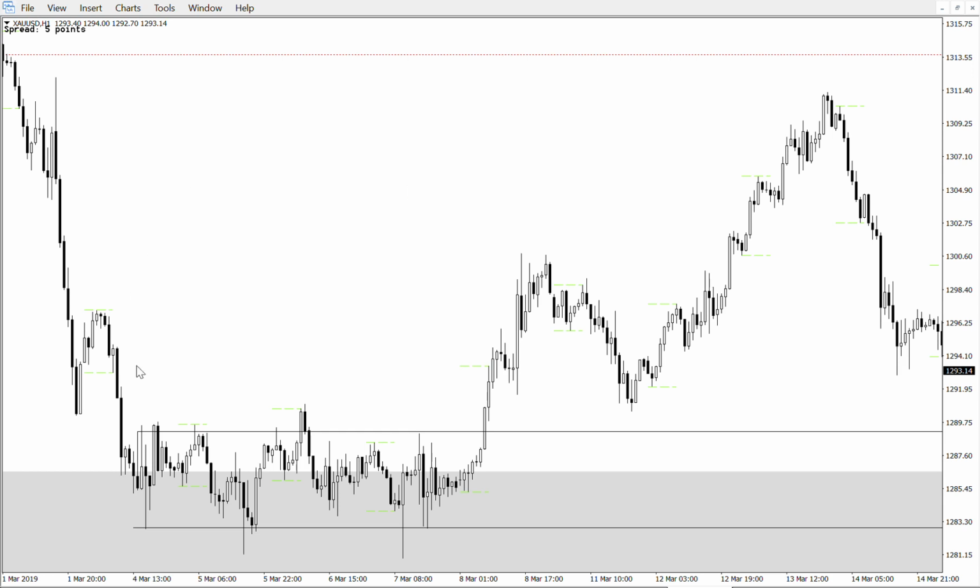So for example here we have an area of contraction, got my ranges marked out, so my level of supply here, this market structure high, and obviously market structure low, that's the level of demand. Just looking at it, we can tell which level is more significant than the other. You see demand, very clean, black and white. Time spent around the area, nada.